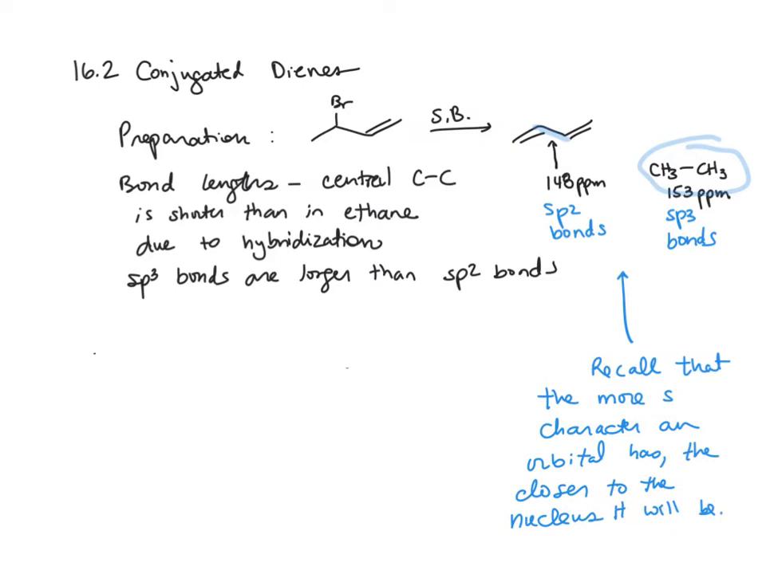And the answer is in the hybridization, that the butadiene molecule has sp2 hybridized carbon atoms, and that means that the bonds between the carbon-carbon atoms will be shorter because sp2 orbitals are shorter than sp3 orbitals that occur in ethane. So recall that the more s character a bond has, the closer it is to the nucleus, which is what leads to this trend.